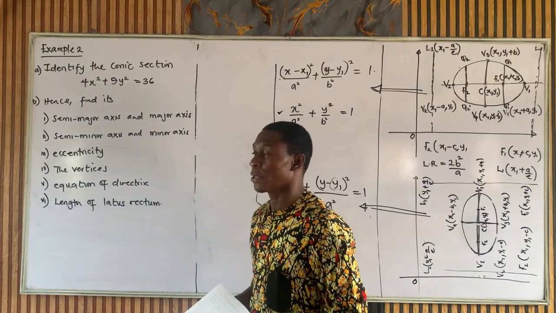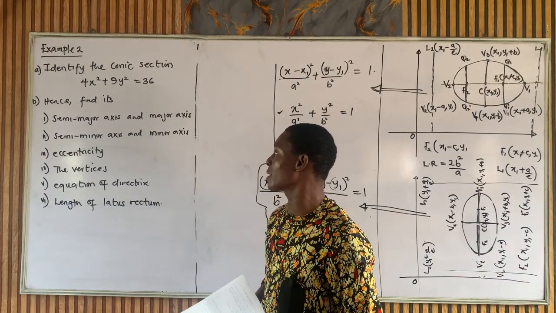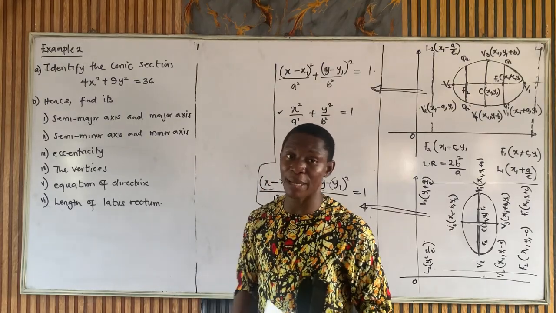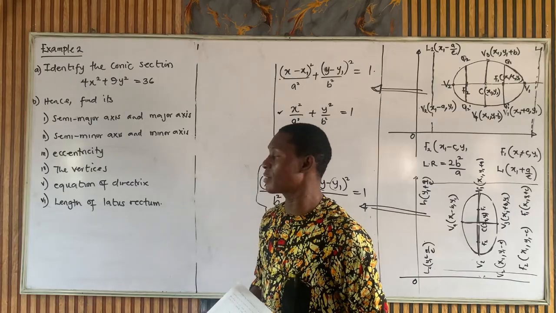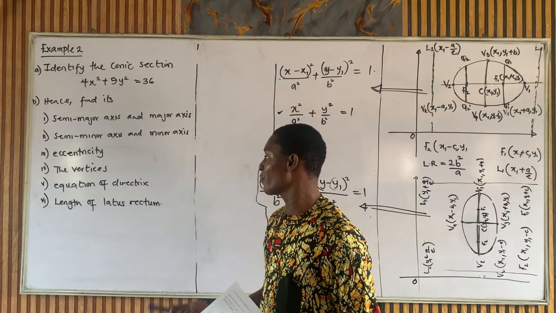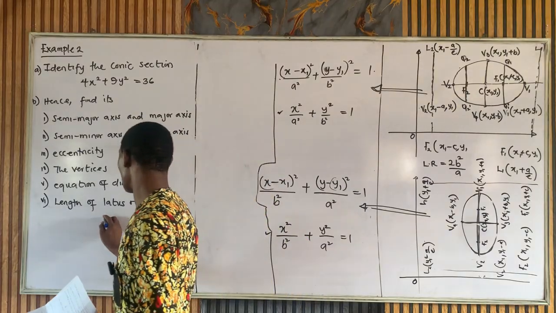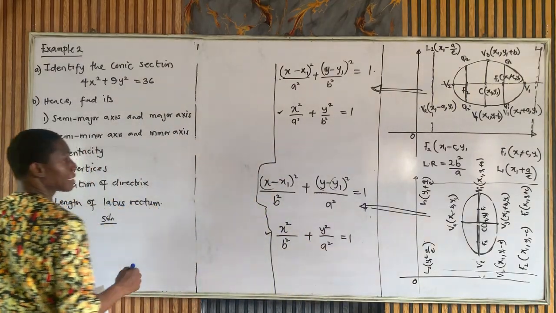Example 2: identify the conic section 4x squared plus 9y squared equals 36. Hence find its semi-major axis and major axis, semi-minor axis and minor axis, eccentricity, vertices, equations of directrices, and latus rectum, the length of the latus rectum. To go with this, first of all, we can identify what type of conic section it is.